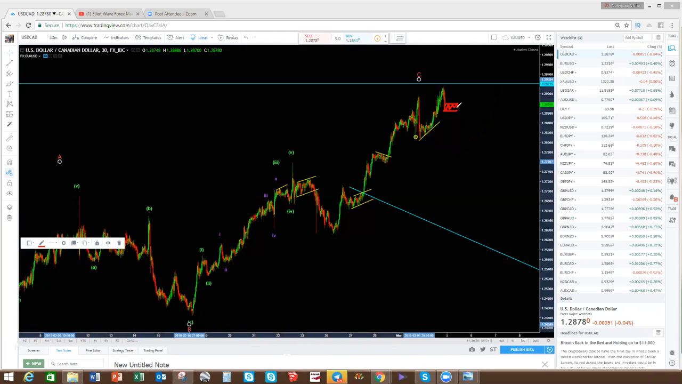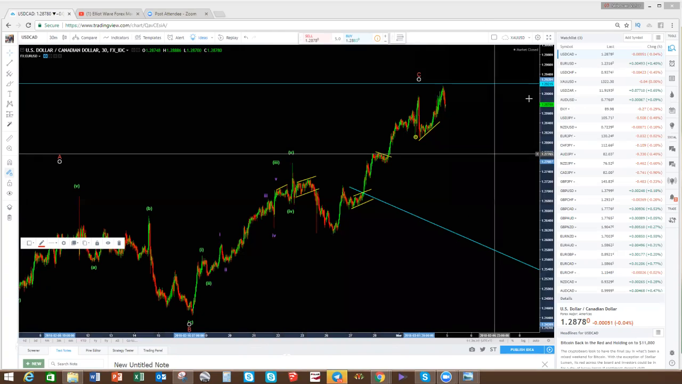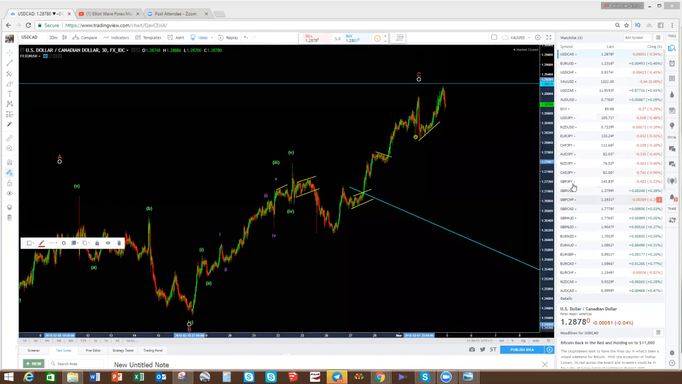If you get this trade here, take it. Move your stop to break even when you get to this level, because if it keeps going, then you're in good profits. That's US dollar CAD. And I think that covers all the US dollar pairs.